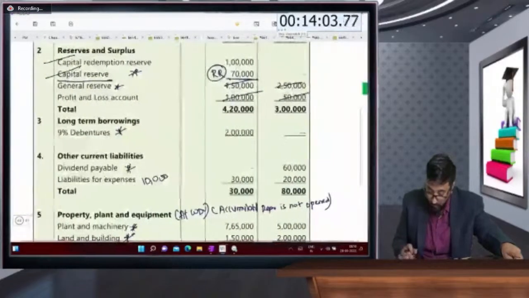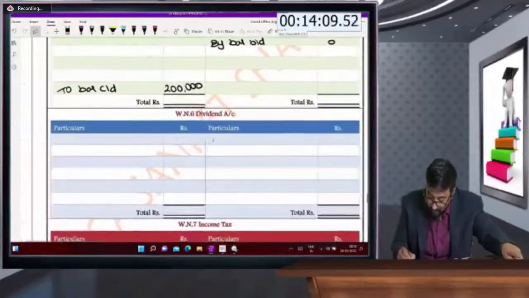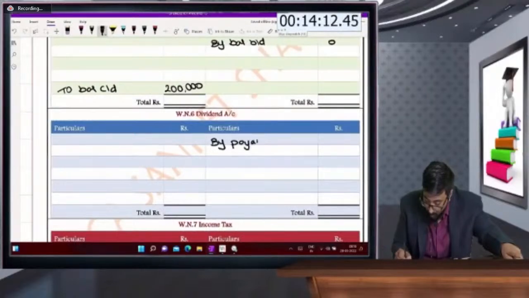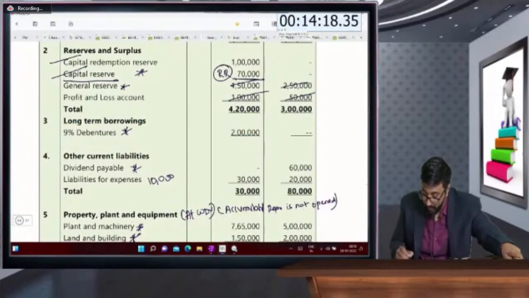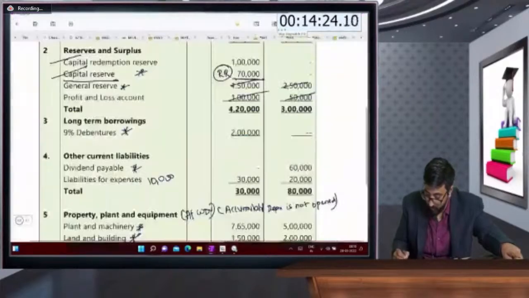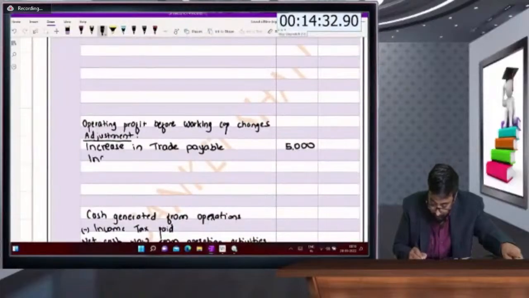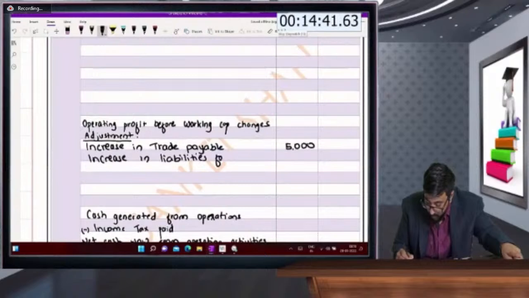Note 4, dividend payable account. First line, opening balance, by payable 60,000, to payable 0. And increase in liability for expenses in working capital adjustment, that is 10,000. Increase in liabilities for expenses, same name, 10,000.